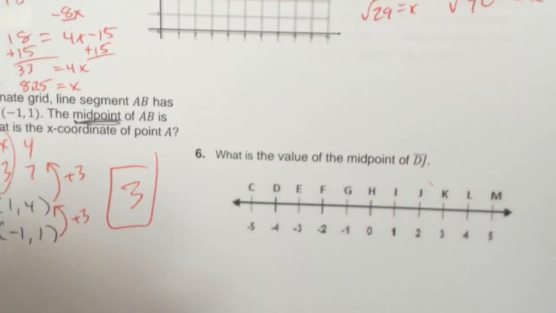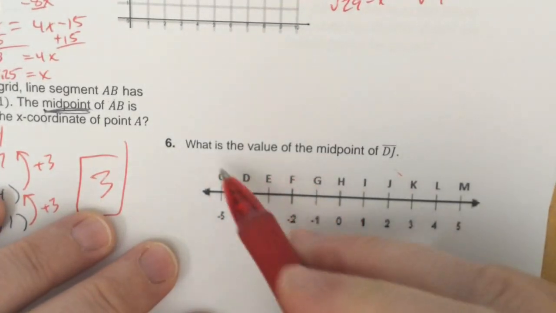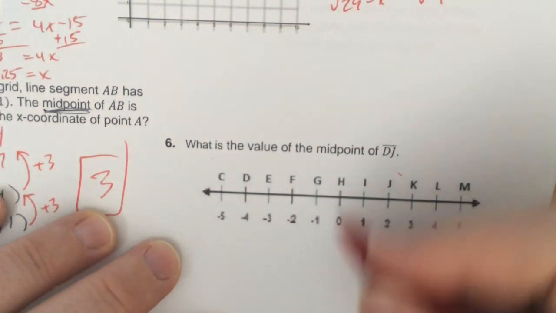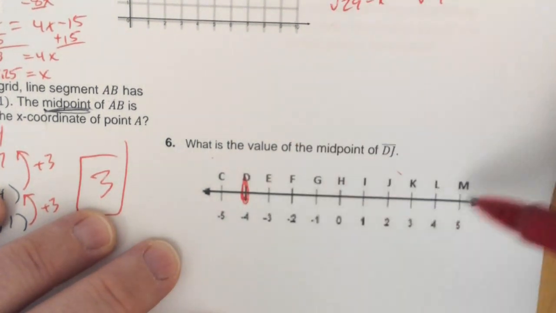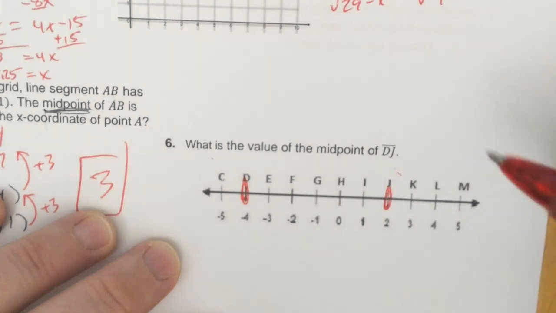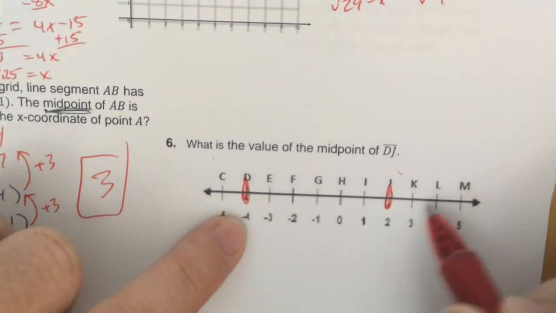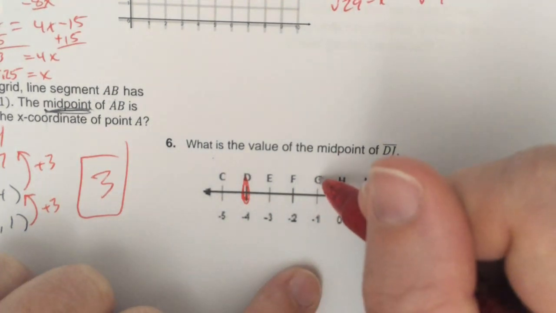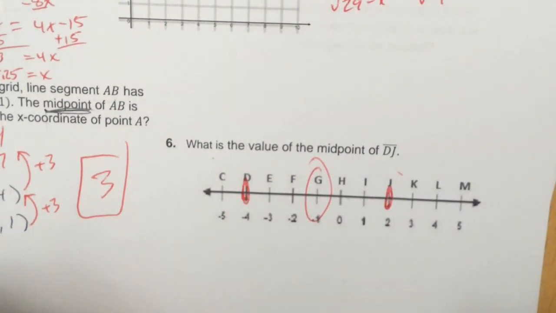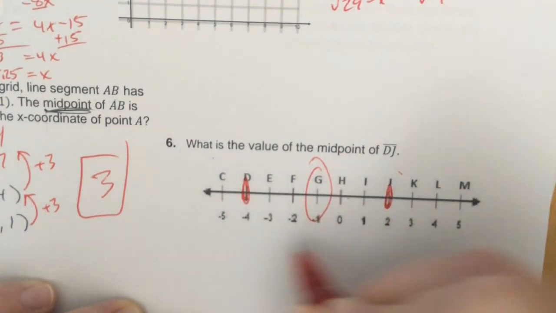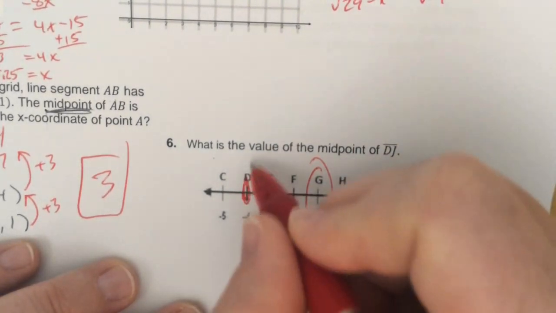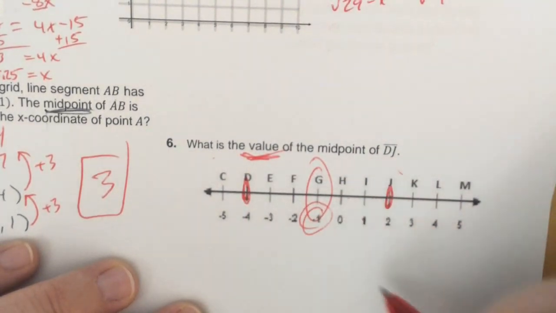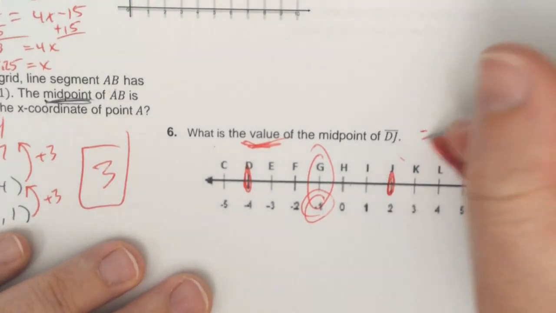Okay, on number 6, they want the value of the midpoint of D to G. All right, so here's D, and here's J. I said J, G, J. All right, I want the smack dab in the center. 1, 2, 3. So that would be here. All right, and they want the value, right? So what is the value? They want the number. So the answer was -1.